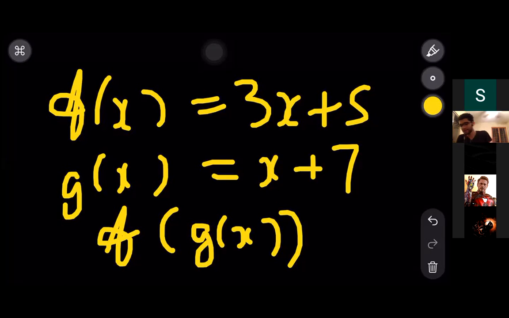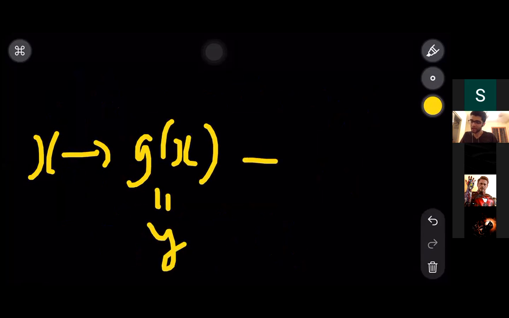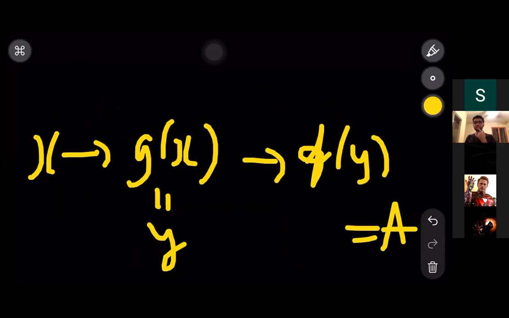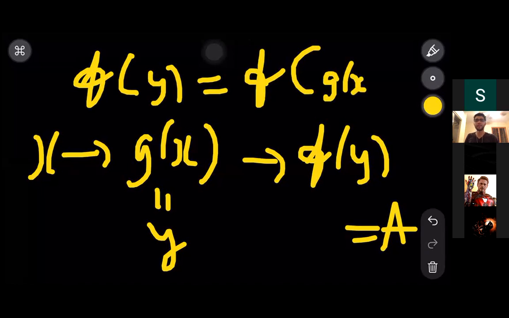Does this make sense or is it too confusing? Let me explain with the diagram. So we start with the number x, we first do g of x, okay? So we get some answer, let's call this y, and then I want to do f of y, and then I get my answer. So that y is the answer we get after doing the g of x. So basically what we're doing is f of y, which is f of g of x. Does this make sense or is it confusing? Is everybody clear with this idea?